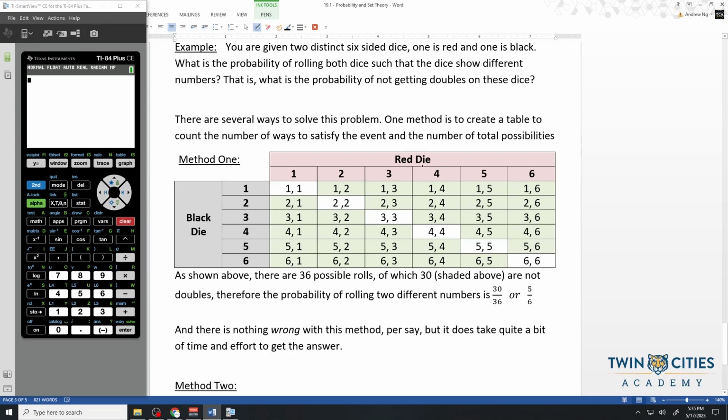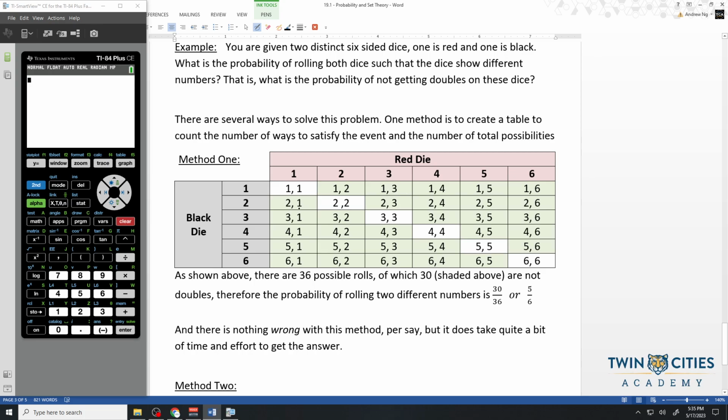So we've got a red die and a black die. And here are all the things that could happen. I could get, let's read off the black die first and then the red die, a 1 and then a 2. That's not a double. I can get a 1 and a 3, a 1 and a 4, a 1 and a 5, or a 1 and a 6.